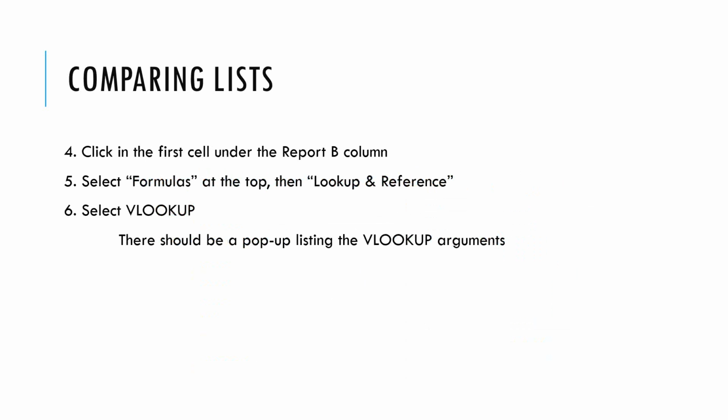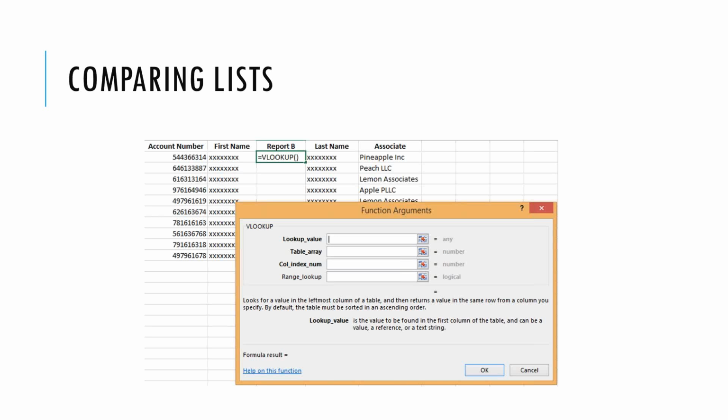To start the VLOOKUP, you want to click in the first cell under the report B column, select formulas at the top, and then the formula is under lookup and reference. Then you have to scroll all the way down, and you'll see VLOOKUP. Once you click on that, there should be a pop-up listing the VLOOKUP arguments. And it will look like this. So you see that it has function arguments, and all of the arguments that I explained earlier are listed.